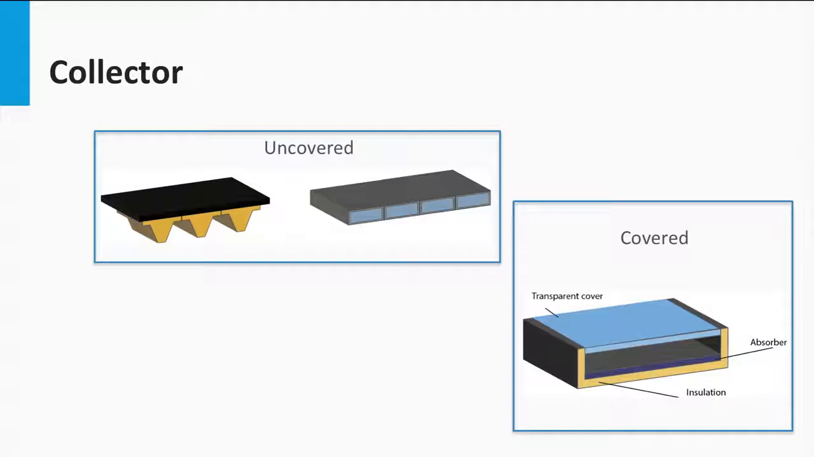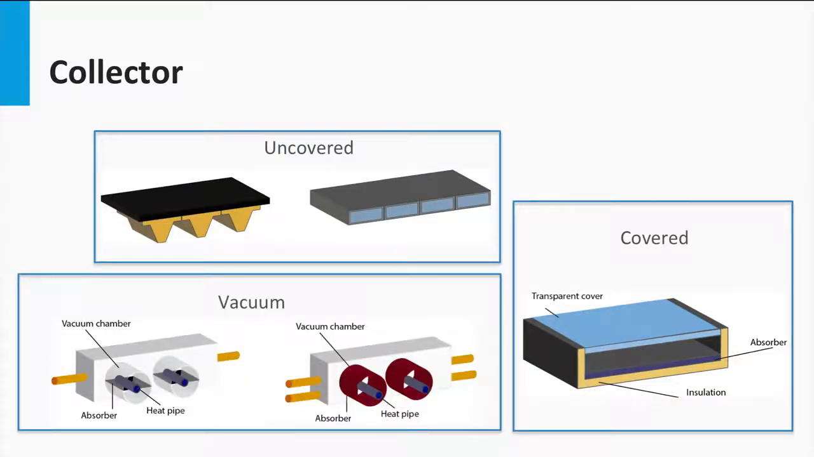Covered collectors, on the other hand, are covered by a transparent material, providing extra insulation but also increasing reflection losses. These collectors are used for temperatures of 100 degrees Celsius. Finally, in vacuum collectors, the absorber is encapsulated in a vacuum space. In that case, little heat is lost to the surroundings. The manufacturing process of these collectors is more complicated and expensive, but the collector can be used for relatively high temperature applications since the convection losses to the surroundings are considerably lower than for the other types.